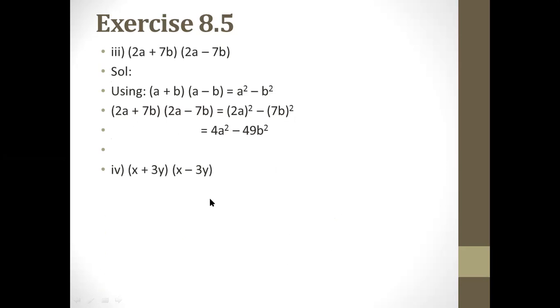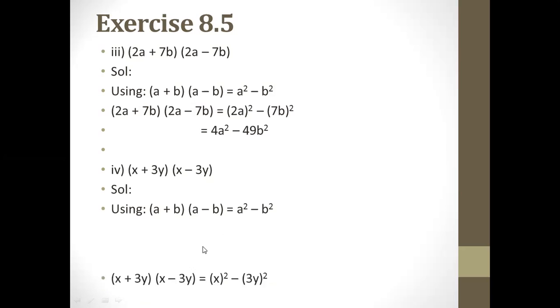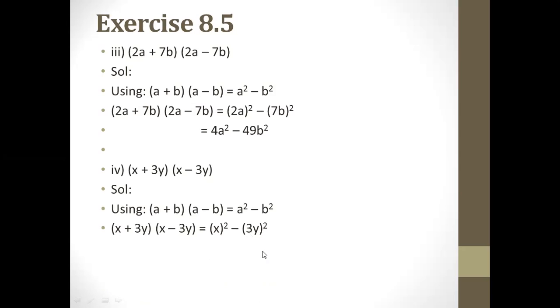Next part is (x plus 3y) into (x minus 3y), x square minus (3y) square. Easiest formula is this one. This is the third formula, x square minus (3y) square. So x square minus 9y square. So this is the last part. Now this one is the homework.